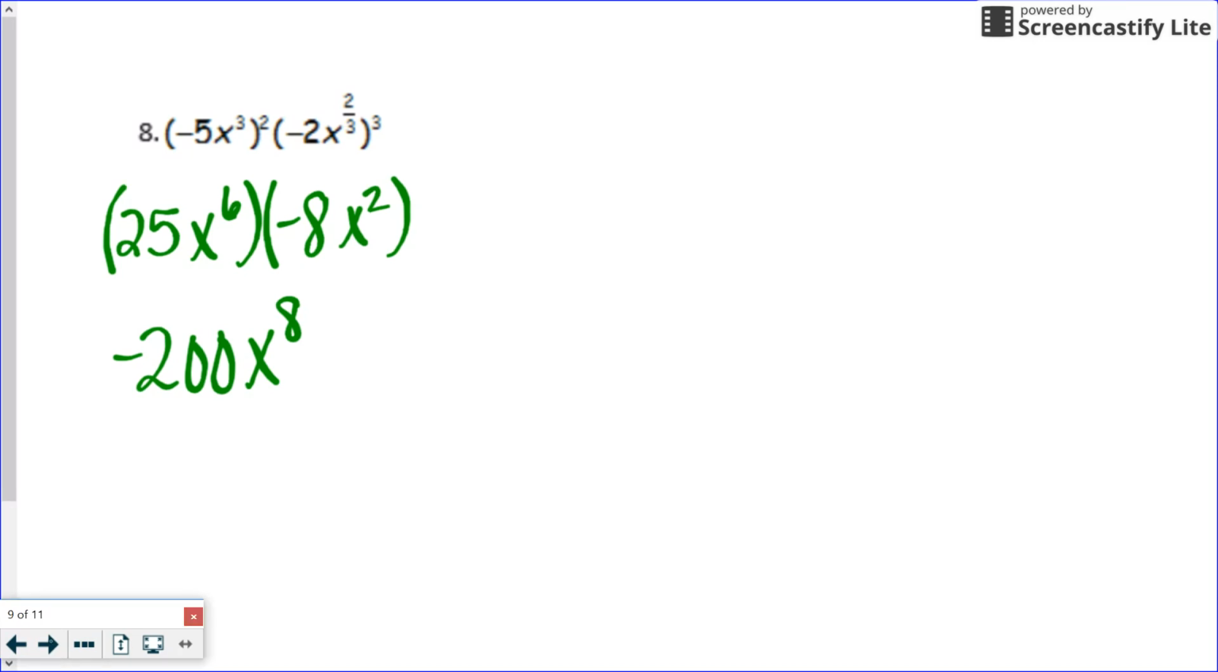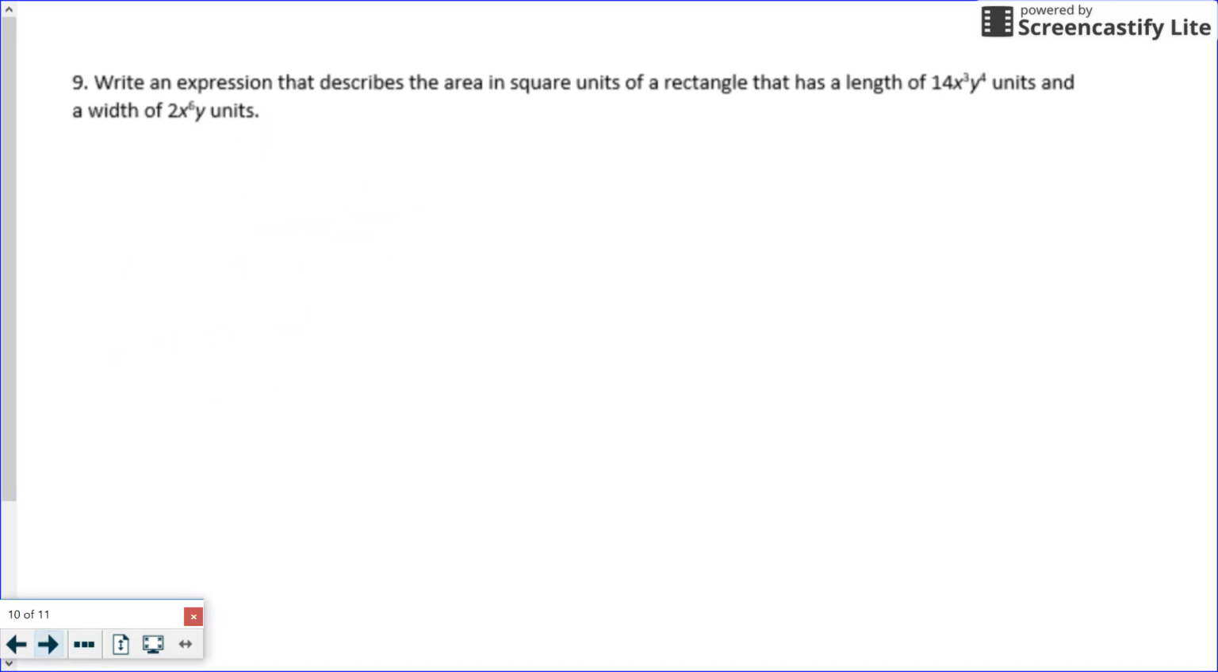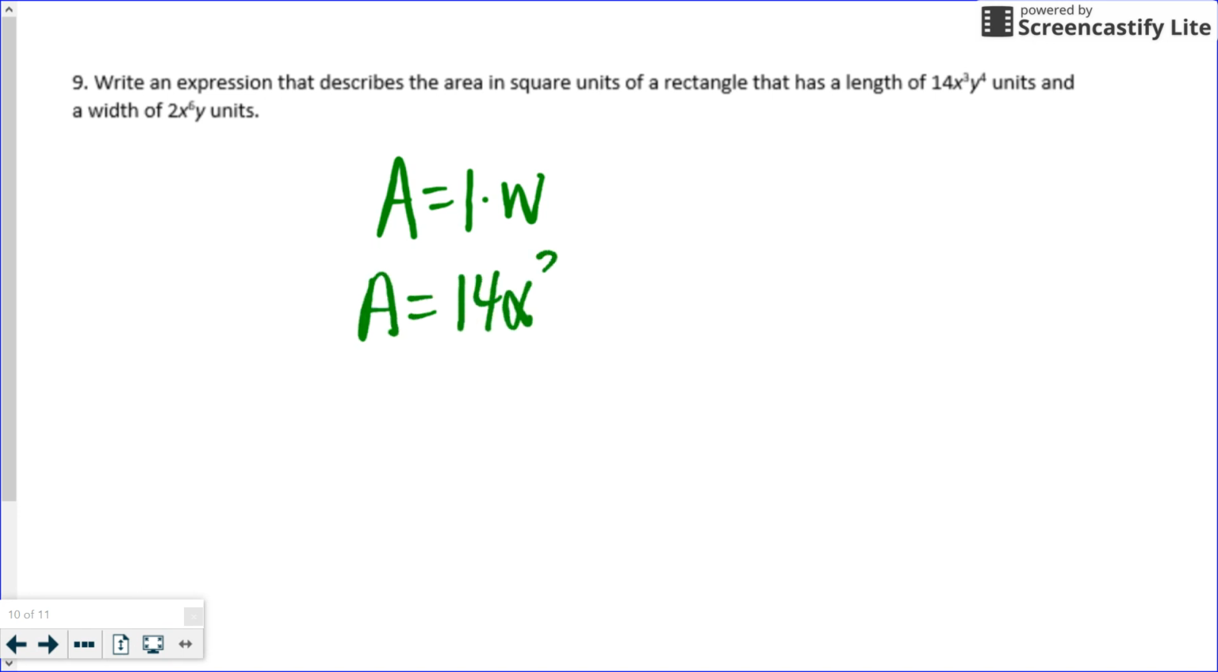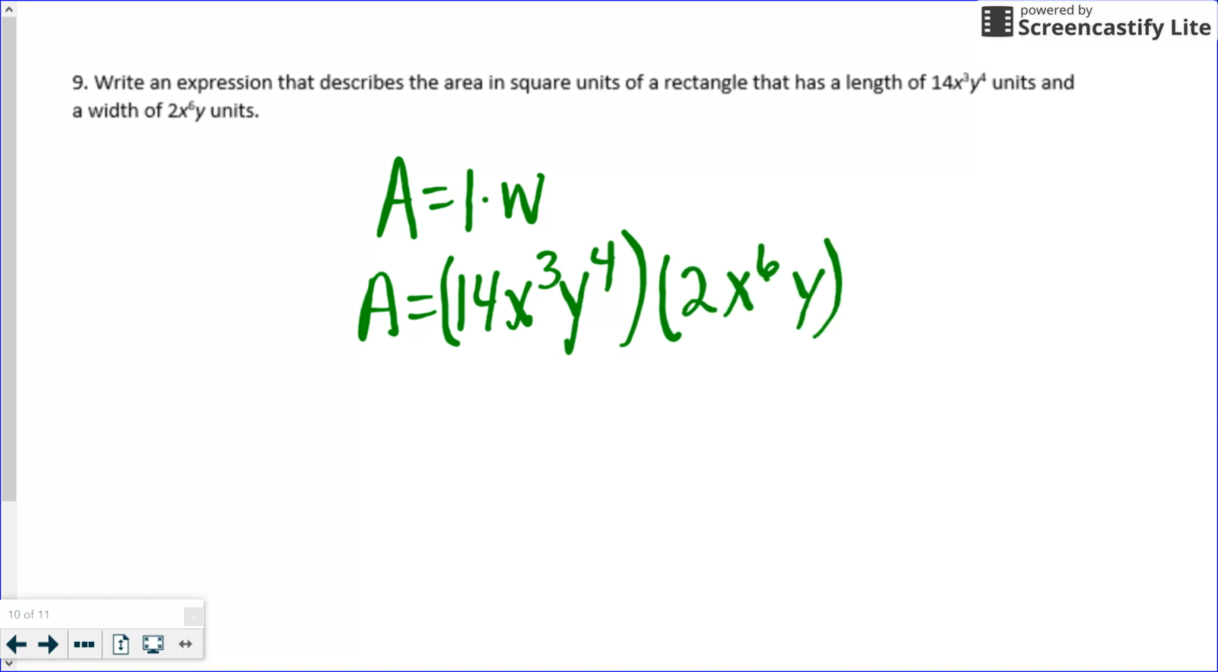All right, number 9. They want us to find the area. Remember our area of a rectangle is going to be length times width. So for this one, my length is 14x cubed y to the 4th times 2x to the 6th y.